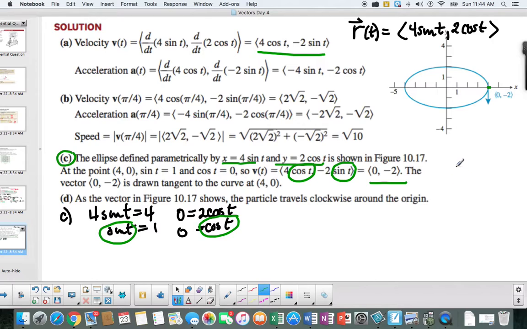Now what does that mean? It means we don't go anywhere in the x direction, but we go down. So that's going to be our velocity vector, and I want you to see that's what's being graphed here at the point (4, 0). It's a velocity vector that's going down. And we can answer the last question: does the particle move clockwise? Because if it's moving down, then it's going like this in this direction. So this is what the curve is doing.